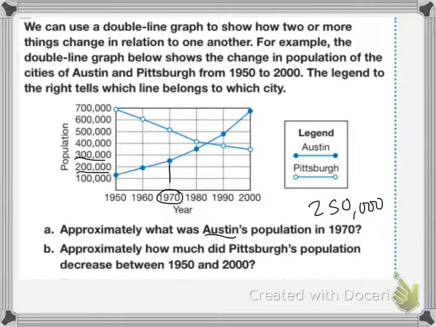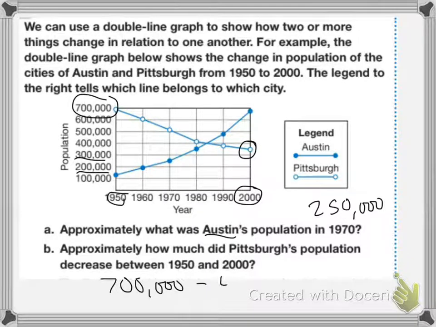On B, it says, how much did Pittsburgh's population decrease between 1950 and 2000? So we look at 1950, and Pittsburgh was up at 700,000, and it drops by 2000 to about 450,000. So if I subtract those two amounts, I end up with a difference of 350,000 people.